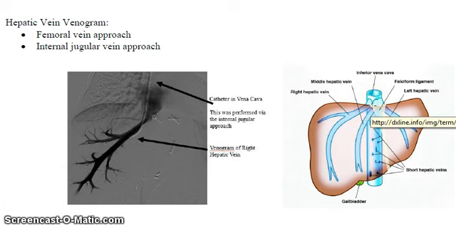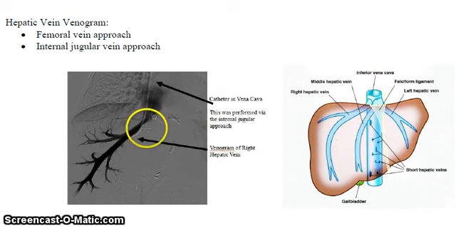And during a TIPS procedure, the right hepatic vein is usually the vein of choice. And so this picture is demonstrating a venogram of the right hepatic vein. As you can see, this is the catheter coming down from the internal jugular down the vena cava, and then the catheter is placed into the right hepatic vein, and then contrast is injected. And so this is demonstrating the right hepatic vein. So again, the internal jugular vein is the most common approach. However, it can be done from a femoral vein, but just not as common.